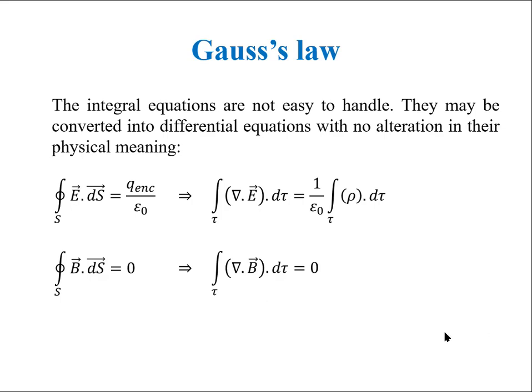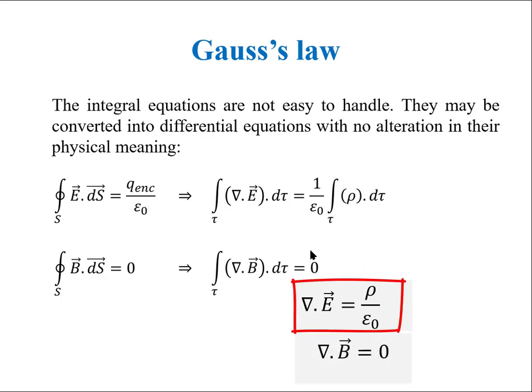Now, by comparison, these two integral equations can be converted into differential equations, like this and this. Now, this equation is the statement of Gauss's law in electrostatics, and this is also a form of Gauss law in magnetostatics, and it says that there is no magnetic monopole in the nature.